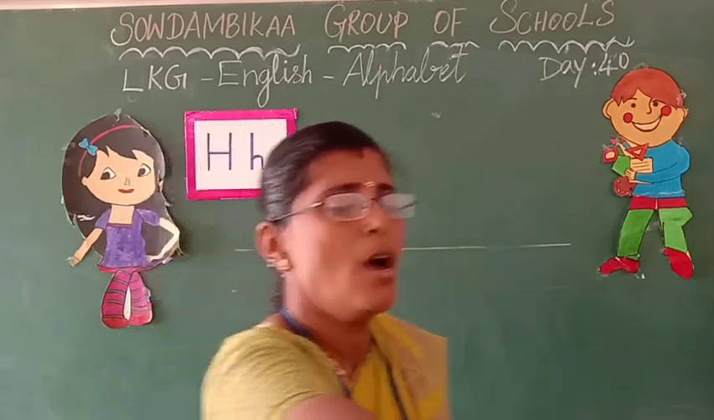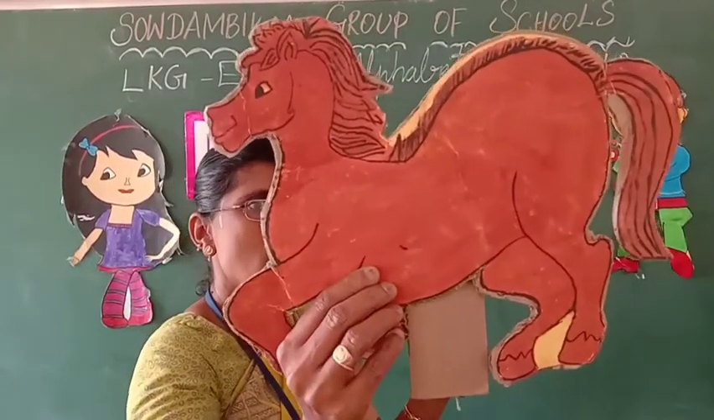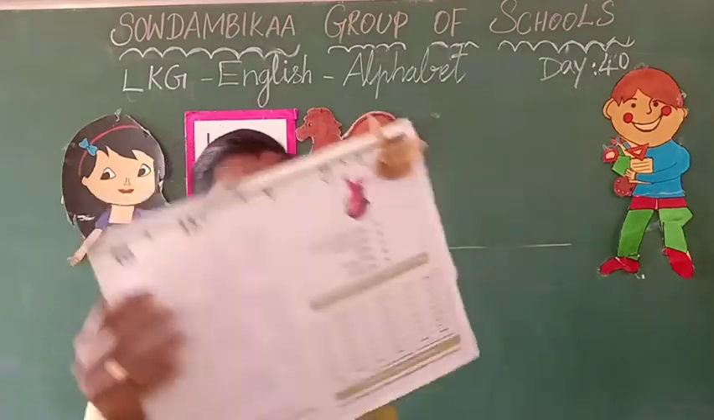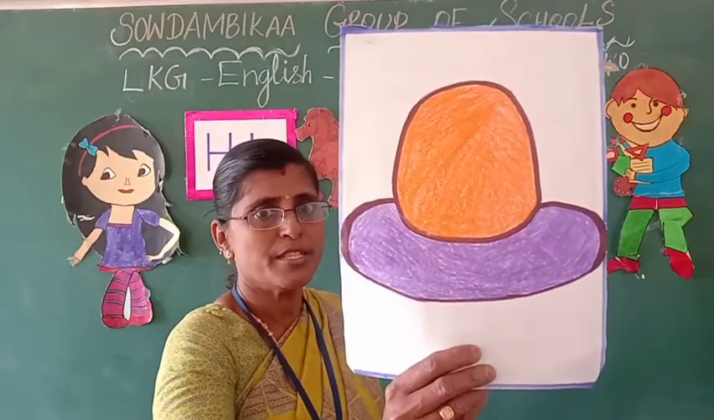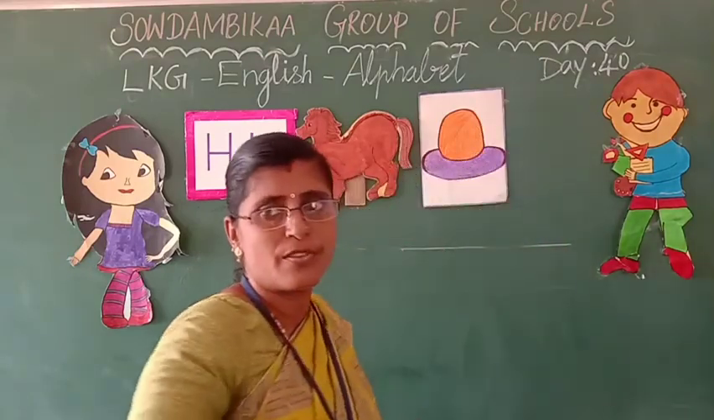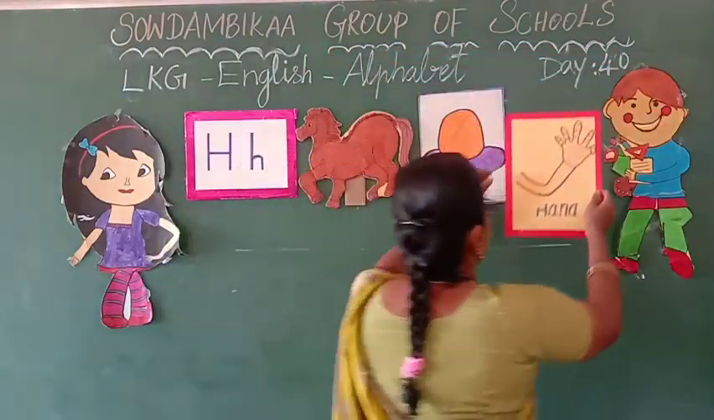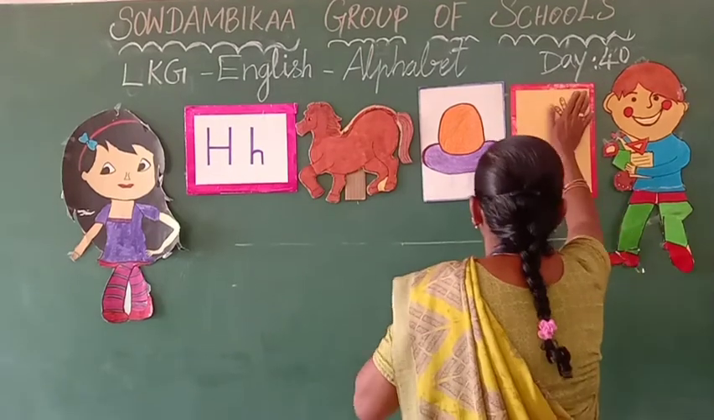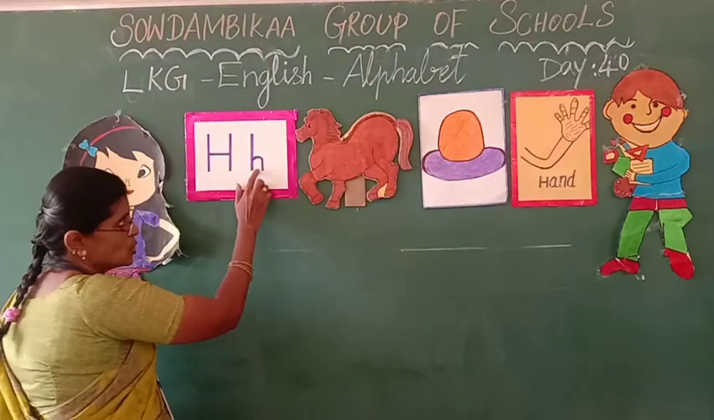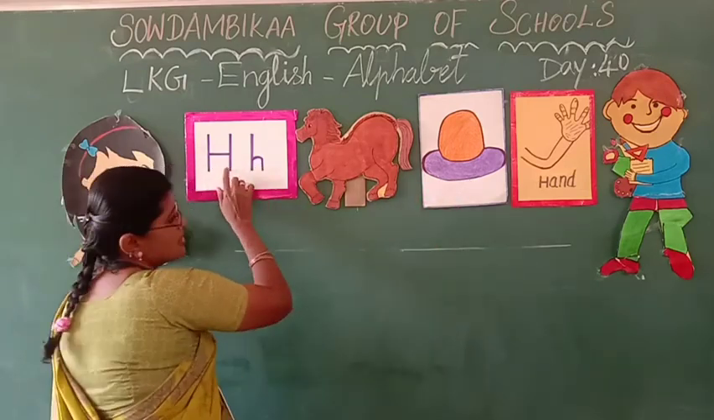Dear cuties, G after H, capital H, small h. H for horse. H for hat. H for hand. Capital H, small h. H for horse. H for hat. H for hand.